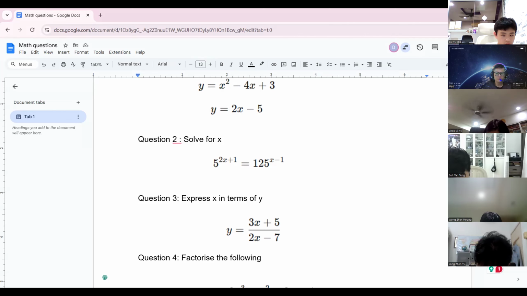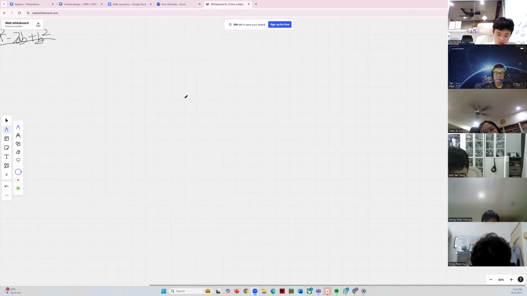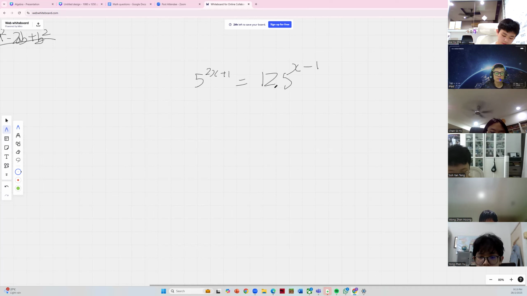Okay. So let's continue, Jinkai, for question 2. Okay, so the question is 5 to the power of 2x plus 1 equals 125 to the power of x minus 1. So we know that 125 is 5 cubed. So we can change that to 5 cubed since we want the base number to be the same.